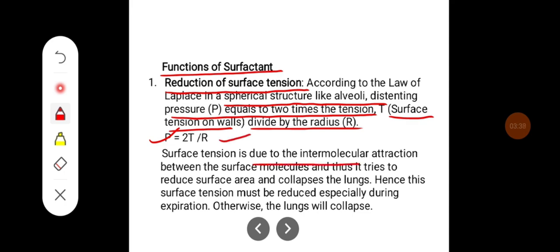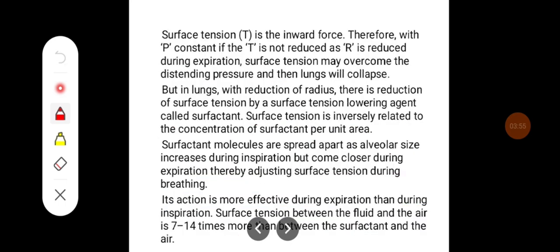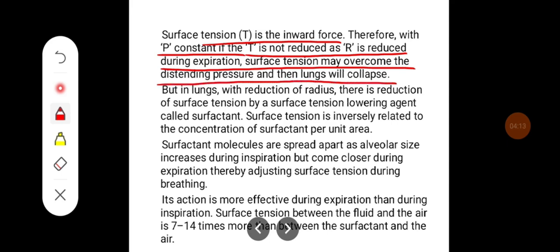Surface tension is due to the intermolecular attraction between the surface molecules, and thus it tries to reduce surface area and collapse the lung. Hence, this surface tension must be reduced, especially during expiration, otherwise the lung will collapse. Surface tension is the inward force. Therefore, with the P constant, if the T is not reduced as R is reduced during expiration, surface tension may overcome the distending pressure, then the lungs will collapse.